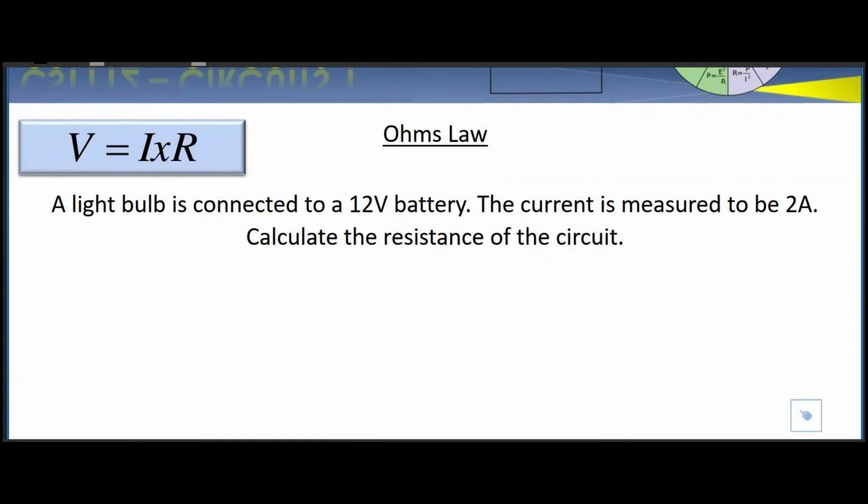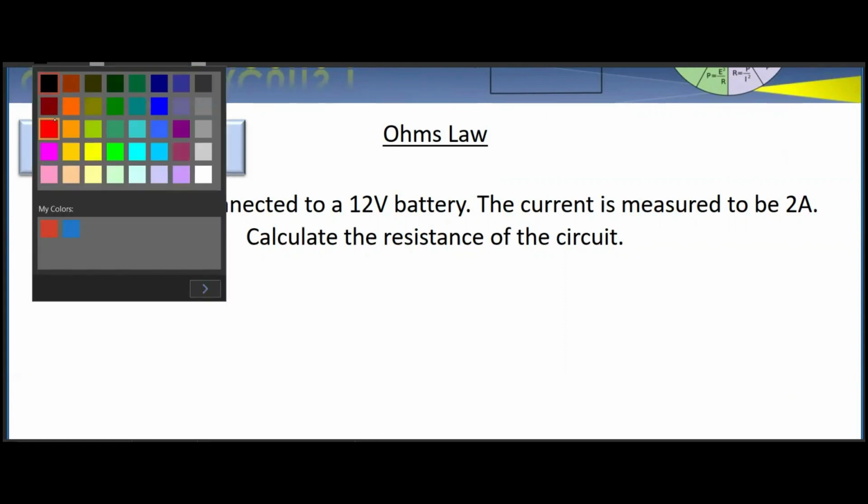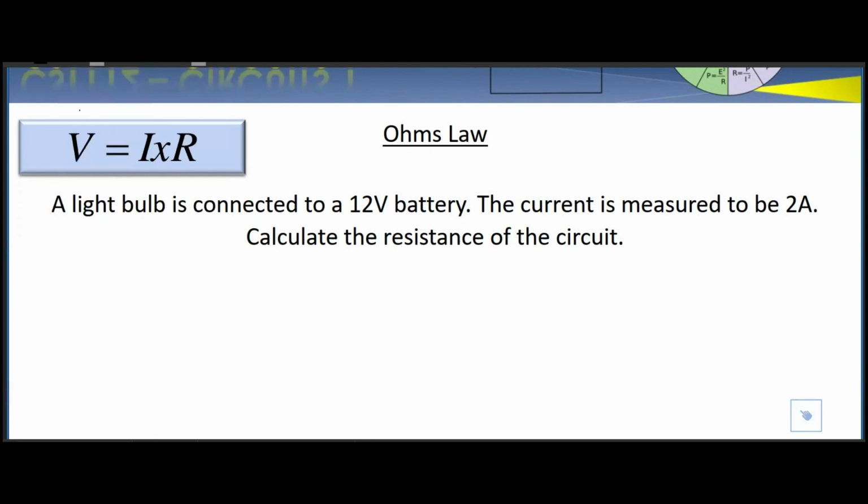So just like we did in module 2, the easiest way to answer these types of problems would be to first figure out what you are trying to find. So for this particular problem, it tells us that it wants us to calculate the resistance right here. So therefore, we're going to say resistance equals question mark. We don't know what it is. We're trying to find it.